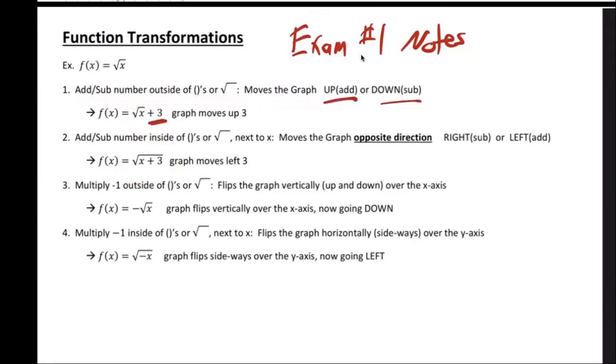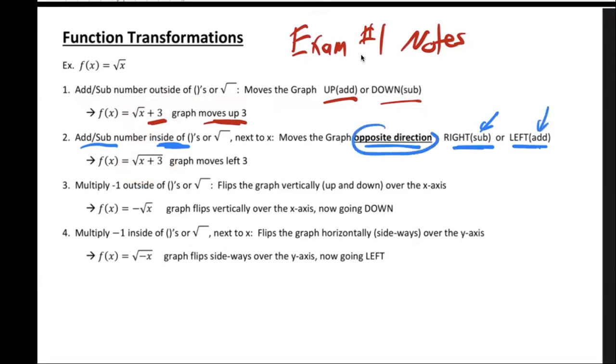So for example, if you have this adding, it goes up 3. Versus if you add or subtract the number inside the parentheses, it goes in the opposite direction, right for subtraction, left for adding. That's weird, huh? We would think subtraction would be left, but it's actually right. And adding we would think is right, but it's actually left.